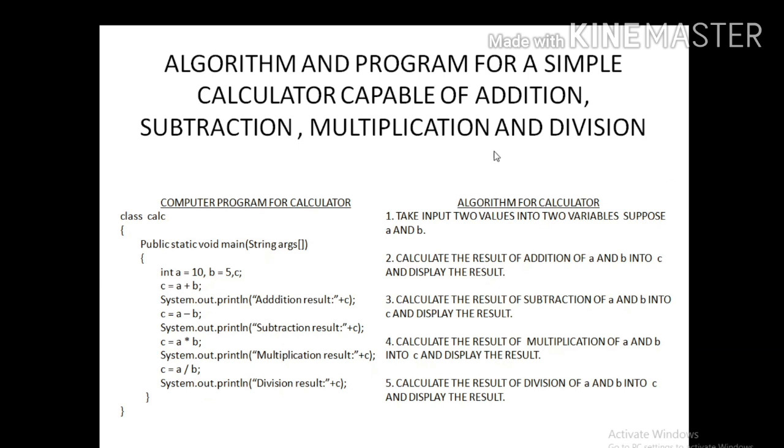See, step by step we will go here. First step is to take input two values into two variables, suppose A and B. We have taken two values and stored them in A and B. Second, calculate the result of addition of A and B into C and display the result. Here we have calculated the addition of A and B, stored the result in C, and also displayed the result of addition.